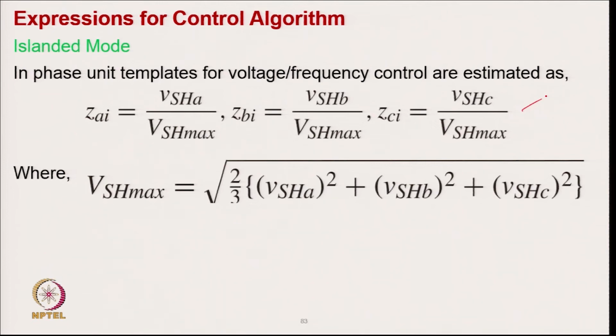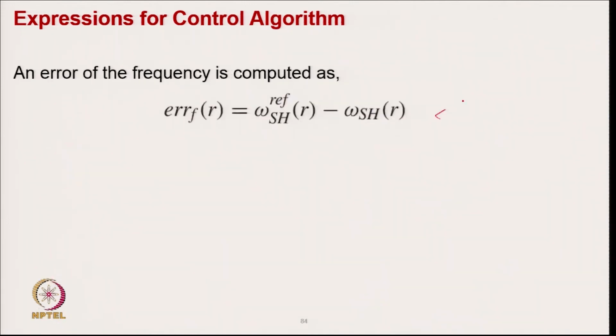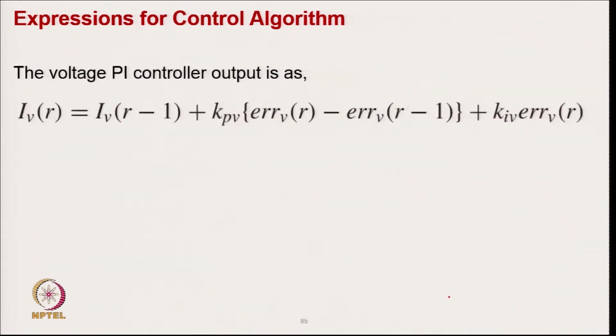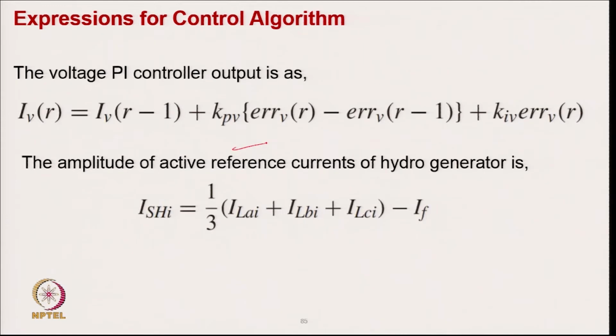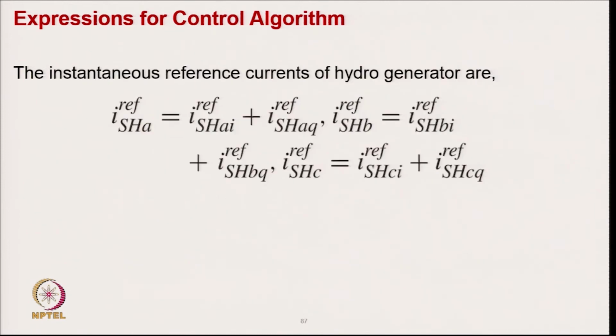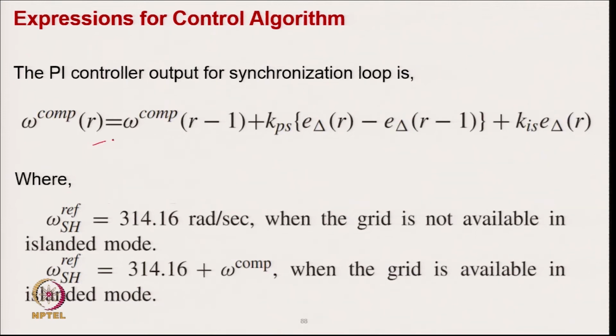And these are the templates for the hydro. We have an amplitude of the voltage, then we get the quadrature template, and then the error we are getting for frequency control, and this is the frequency control output we are using, and we are considering the error in the voltage. So, we are able to get the voltage PI controller to regulate the voltage, and we get the small hydro current from all 3 phase load balancing, and if an amplitude of reactive current comes, it corresponds to the voltage regulation. This is the reference current for the hydro, the active component and reactive component corresponding to the hydro for generation, and then for synchronization the error between the angle calculation, and finally we get the frequency, which is the sum of the frequency plus the PI controller output.